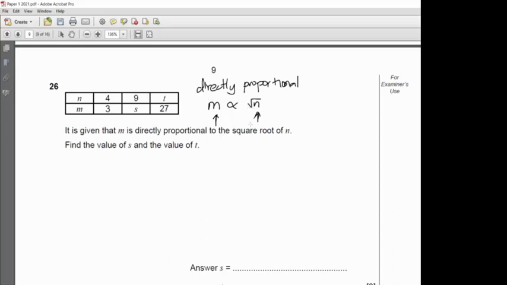Now, when we have two terms that are directly proportional, it means that one is a scalar multiple of the other, okay? And from there, we can rewrite this as an equation and not just an expression like this. And this, we can rewrite that m is equal to some constant k multiplied by the square root of n. So this is what we call the constant of proportionality.